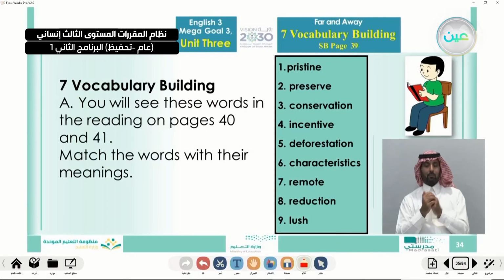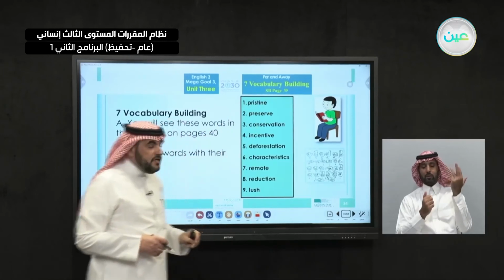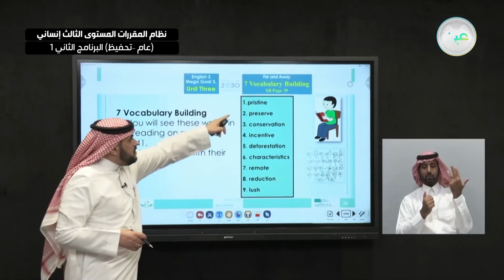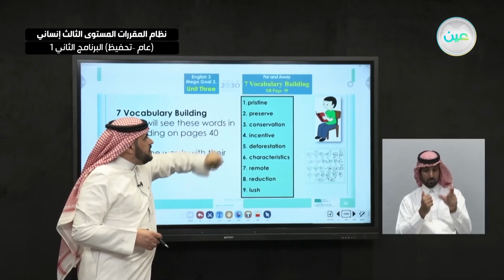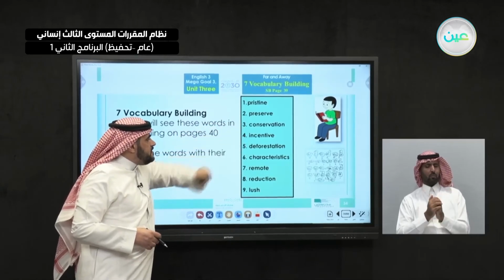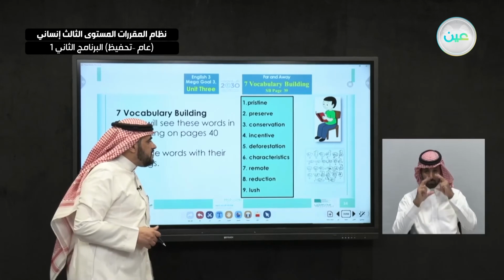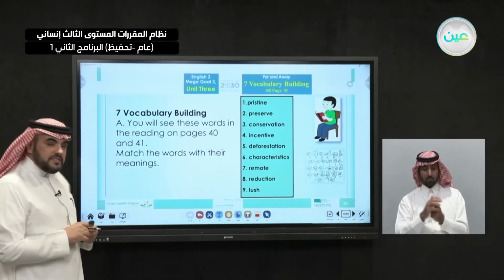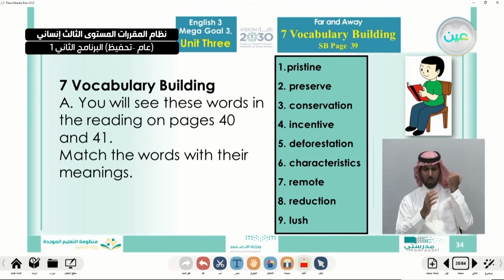Okay, now we are coming to the question, which is going to be on page 39 in your student's book. You need to know these words, okay? Pristine, preserve, conservation, incentive, deforestation, characteristics, remote, reduction, and lush. These are the words that need to be matched with their definitions. Before we go to the next slide, look at the instructions here. He says you will see these words in the reading passage on page 40 and 41. Match the words with their meanings.